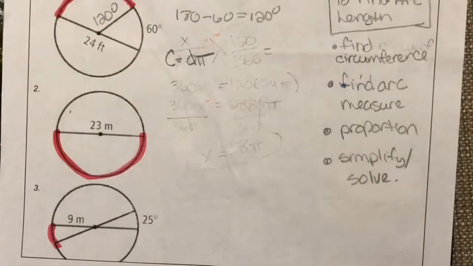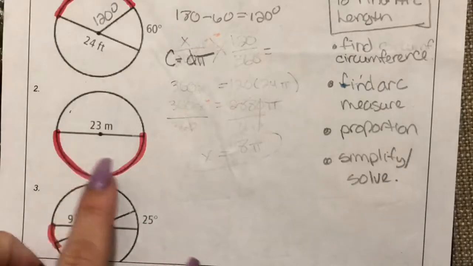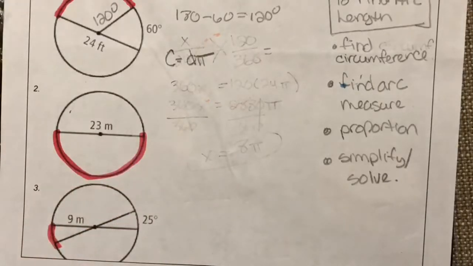In this next example, we're going to follow the same steps in order to find the arc length of the red portion, which I can see here. First, we're going to find the circumference, then we're going to find the arc measure, set up the proportion, and then simplify and solve. Don't forget, we are leaving our answers in terms of pi. So we're going to simplify, and we're not going to convert to a decimal.